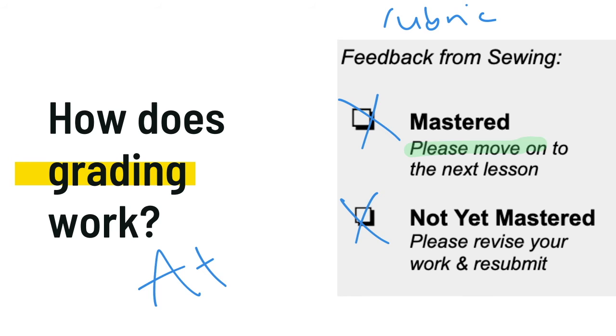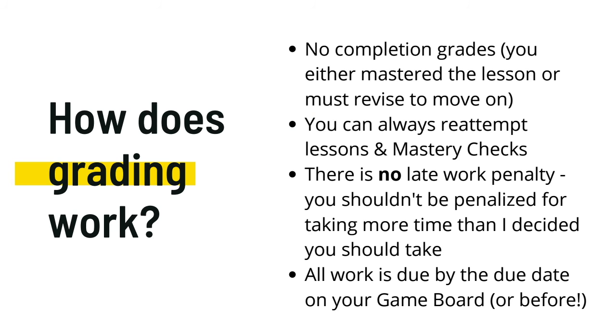Not yet mastered says that you've maybe missed a step. You need to revise, something's not quite correct. You're not showing that you understand the topic, and so you need to go back and fix it and then resubmit. So what that looks like in the gradebook, a mastered is going to be a 100, a not yet mastered would be a 50, but again, you're revising and resubmitting it to eventually get that 100. So of course that means there are no completion grades. You will not see a piece of paper that's been slapped with a 70% on it just because you turned it in. You either show that you've mastered it or you haven't and you need to revise. Those are your two options.